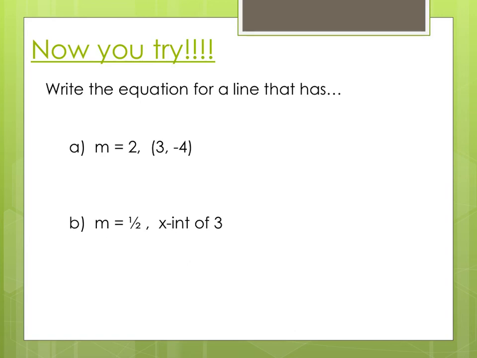So I want you guys to take a moment, try this on your own. You can pause the video and refer back to the notes if you'd like. The bottom one's going to be a little tricky. It says x-intercept of 3, 0. That's not the y-intercept. So if it's an x-intercept of 3, that means it goes through the point 3, 0. Okay, so just use point slope form there. So good luck, pause the video, and try your best.